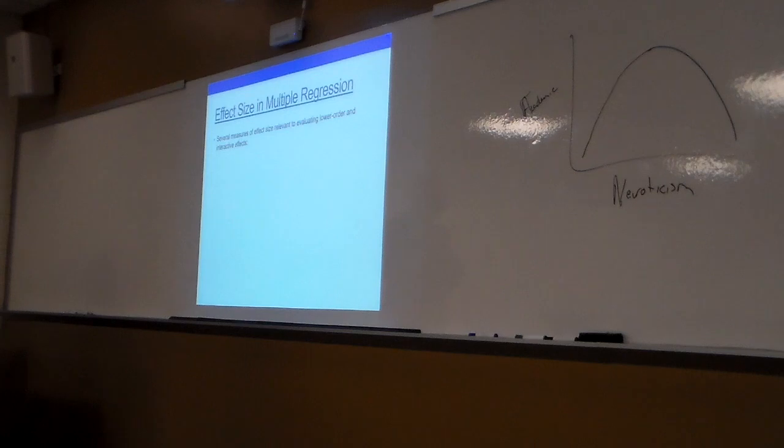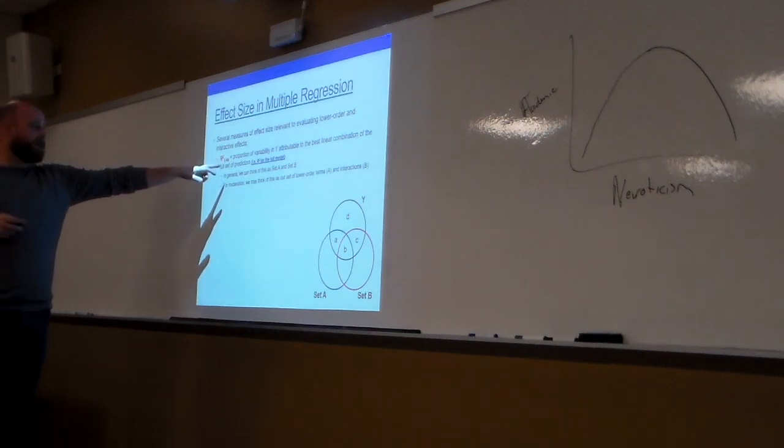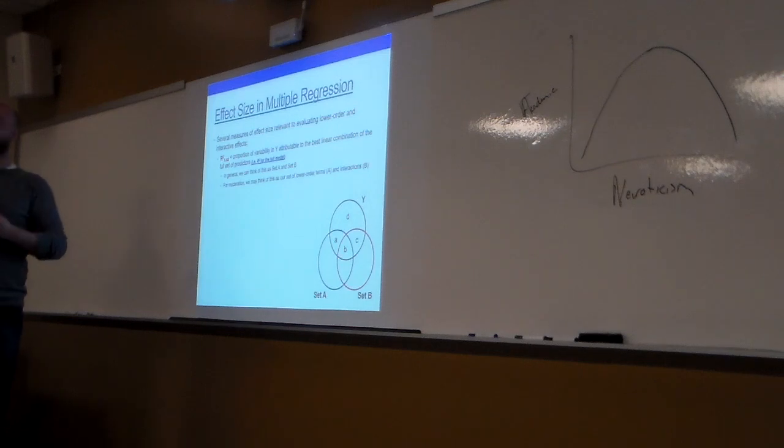If we're thinking about our lower order and interactive effects, our coefficients, there are a number of different ways we can conceptualize the magnitude of effect. This notation is going to be helpful, so bear with me. If we're looking at R squared Y given AB, we're going to talk about this as the proportion of variability in our outcome attributable to the best combination of our full set of predictors. Think about this in terms of a hierarchical model where A is the first set of predictors and B is the second set of predictors.